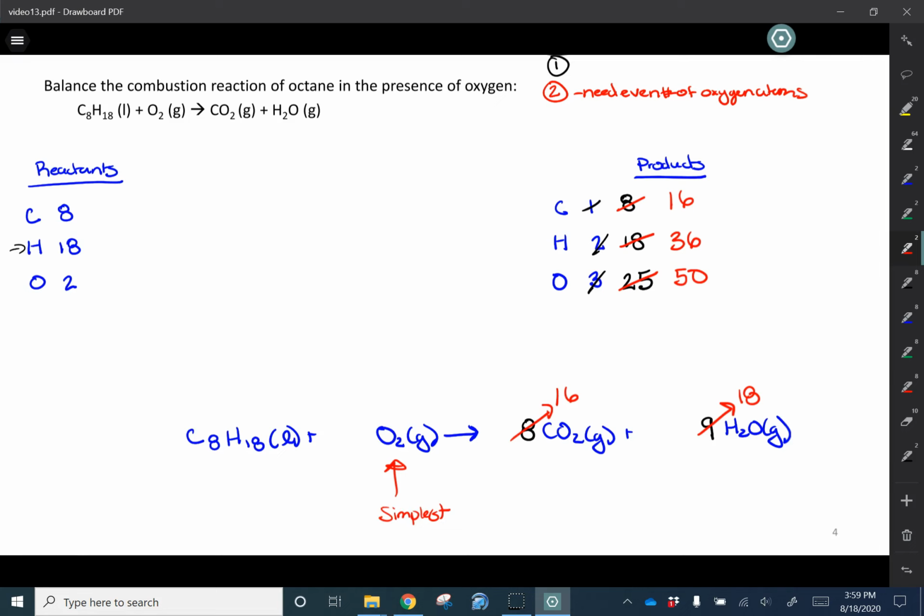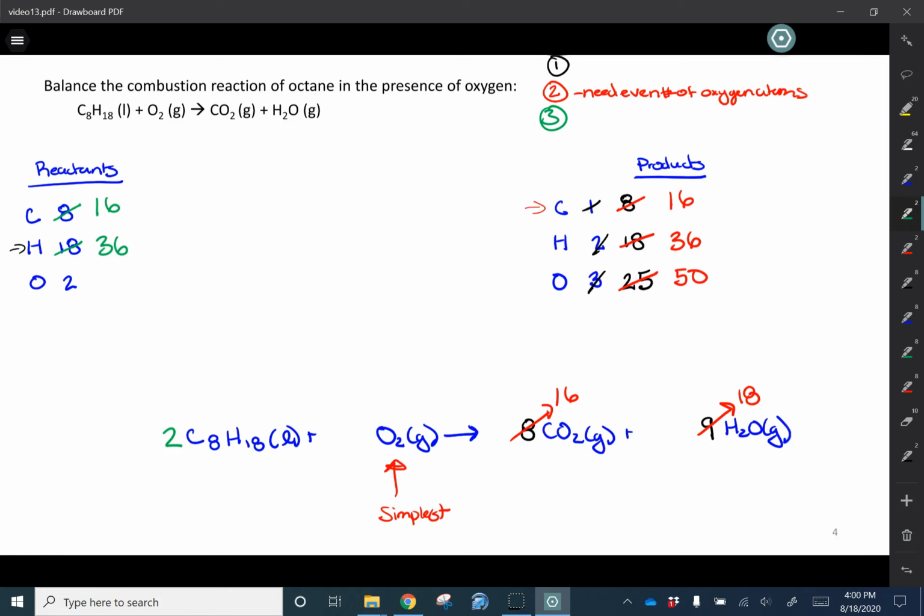Okay, so let's look at the carbons. I need to double my carbons on this side. So that's our step 3. I need to double my carbons. So we're going to go ahead and put a 2 there to double my carbons. And that should get us to 16 carbons. But now it's also changed our hydrogens. It's doubled our hydrogens. That's going to get us to, hey, look at that, 36.